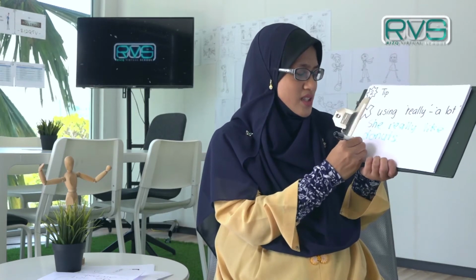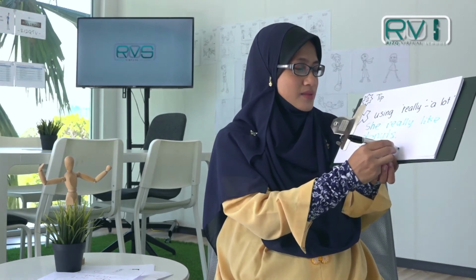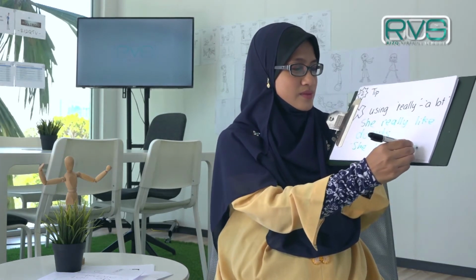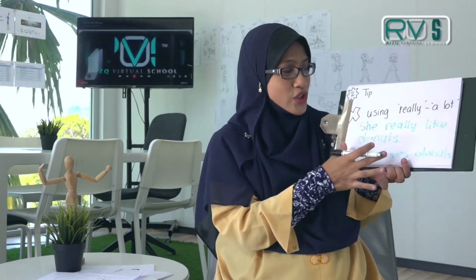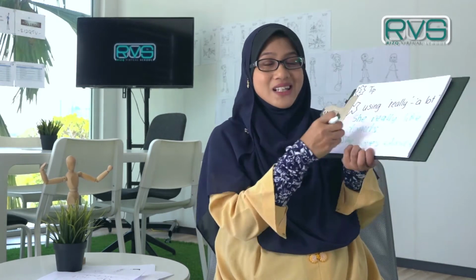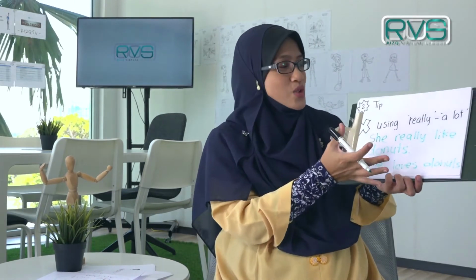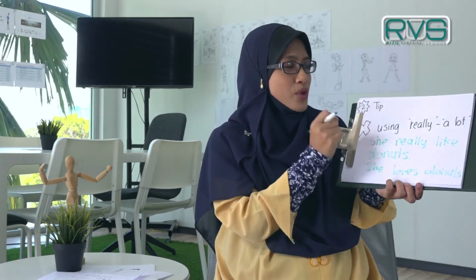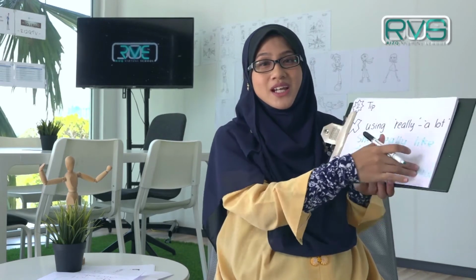Okay, you can say she loves donuts. So it gives the same meaning and it shortens your sentences. Then you won't have any problems at all in your word limit extension. See? As simple as that. So same goes for a lot. Avoid using too much really or too much a lot so that your sentences will not exceed the word limit.